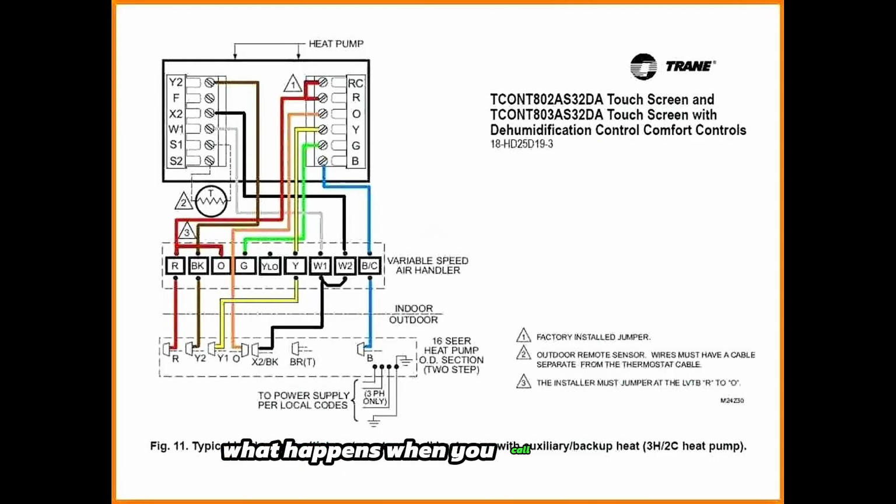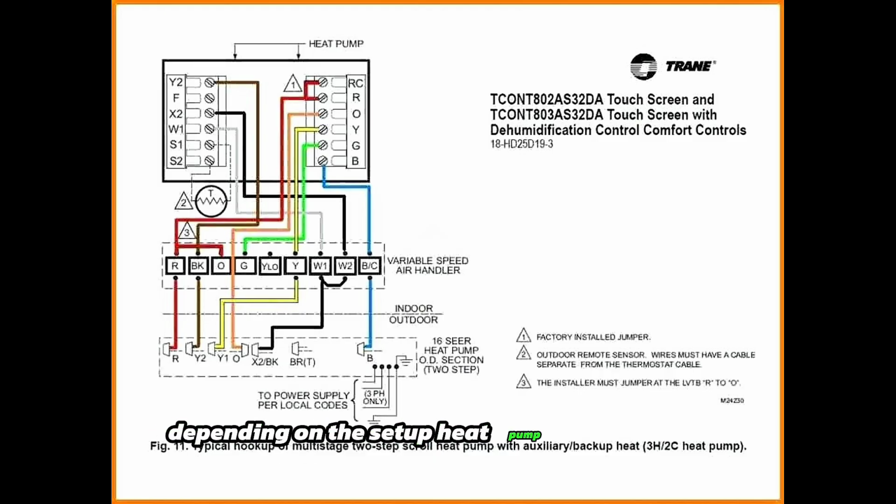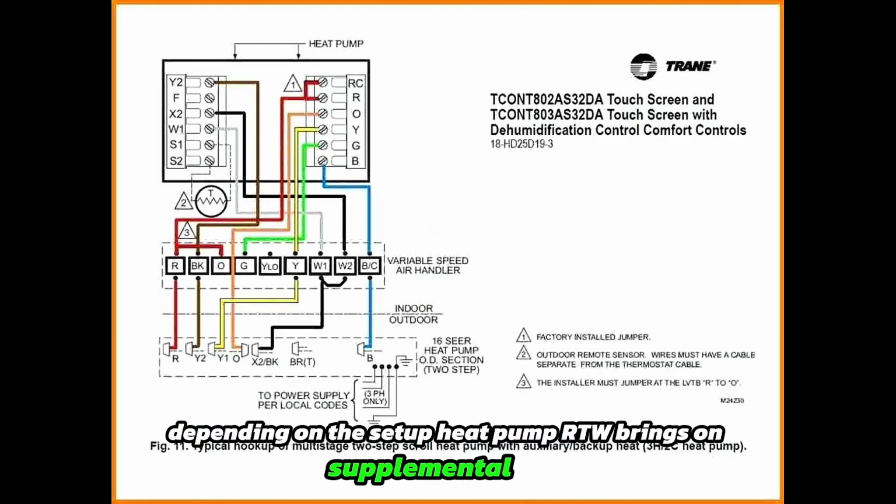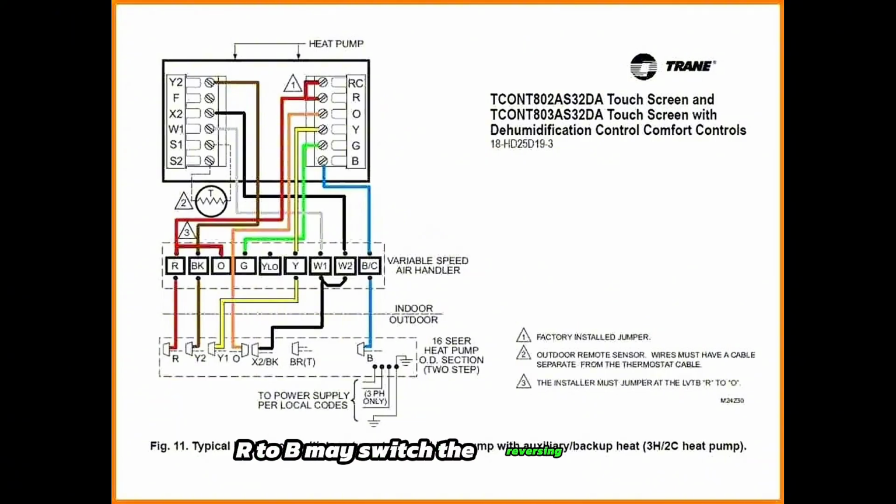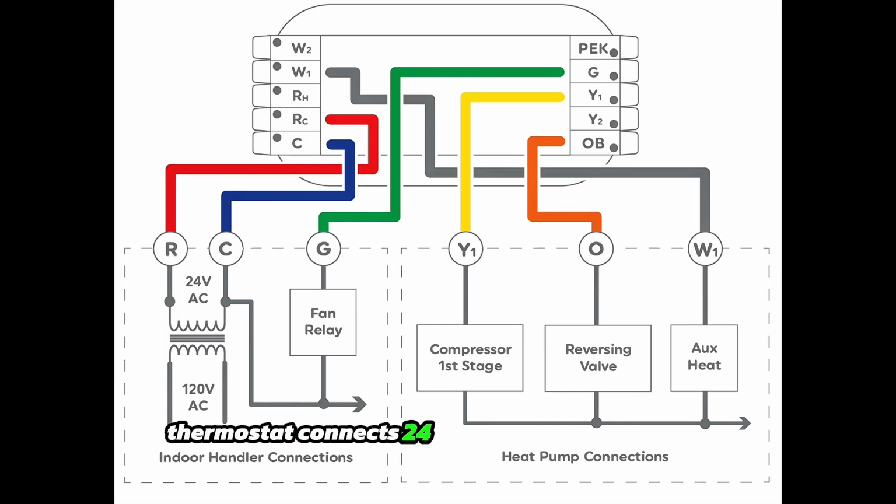What happens when you call for heating? If you're using electric heat, R to W energizes the electric heating relay. R to G may also energize the blower, depending on the setup. Heat pump, R to W brings on supplemental heat. R to B may switch the reversing valve if it uses B instead of O. The logic is always the same. The thermostat connects 24 volts from R to whichever terminal is needed.